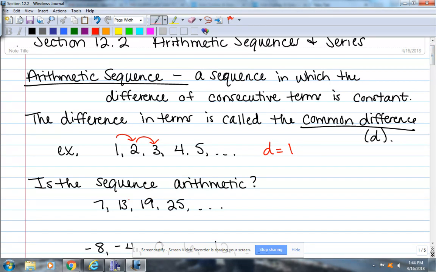So what do I add to 7 to get to 13? Plus 6. And if I add 6, do I get 19? And if I add 6, do I get 25? Yes. So this one is adding by the same amount every time. So yes, this is arithmetic, and the common difference is 6. Whatever you're adding to get to the next term every time, that's your common difference.